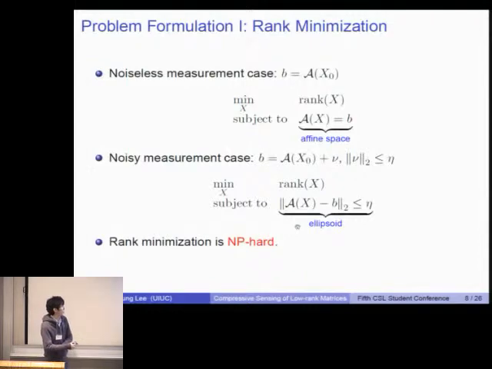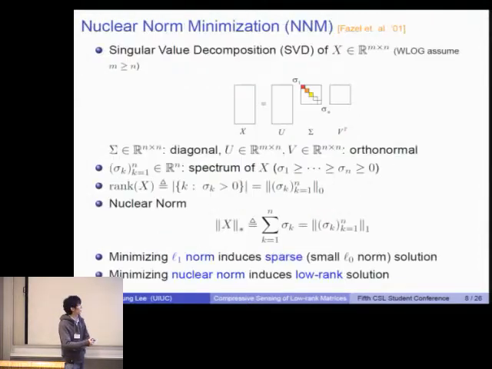Unfortunately, this problem is known to be NP-hard, so people should have found some clever way to solve the problem. In 2001, Maryam Fazel proposed a method called the nuclear norm minimization heuristic. In order to define the nuclear norm, we need to think about the singular value decomposition of a matrix.